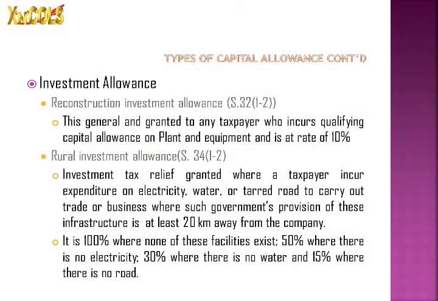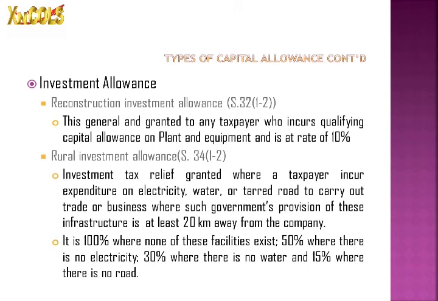And then for the rural allowance, it depends on the facility infrastructure that's not available. Where you don't have light, you don't have water, you don't have road, the taxpayer is entitled to 100% on the qualifying capital expenditure. But where you don't have electricity alone, you are entitled to 50%. And where there are no roads, you are entitled to 15%. There used to be a percentage where there is no telephone, but that has been abolished since 2011, since we now have GSM everywhere. There are other tax incentives granted by the tax law.